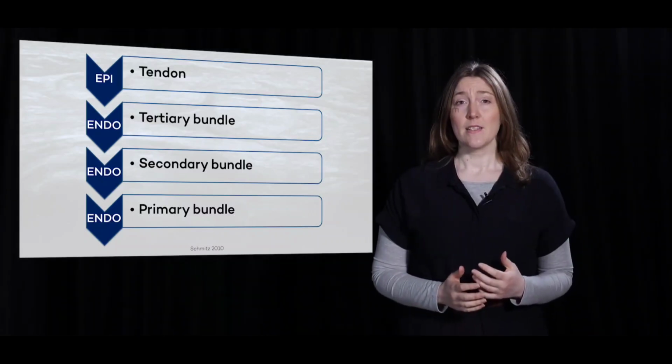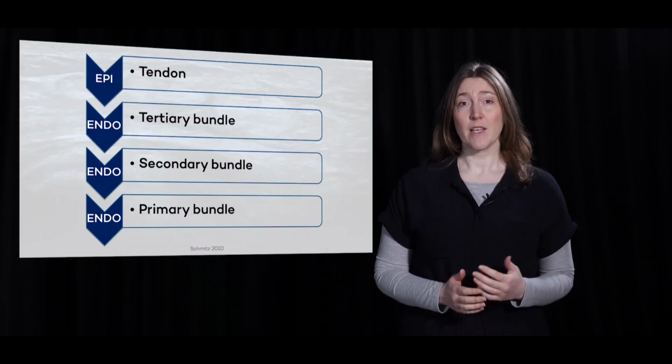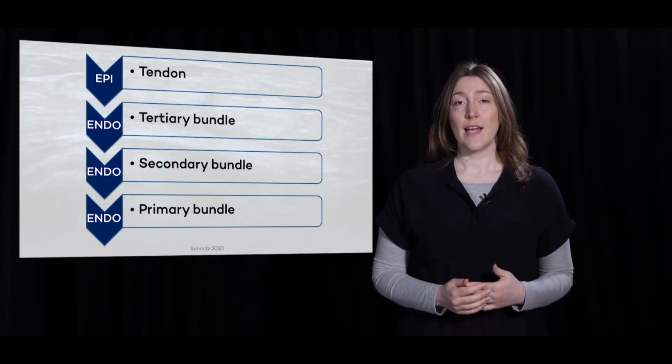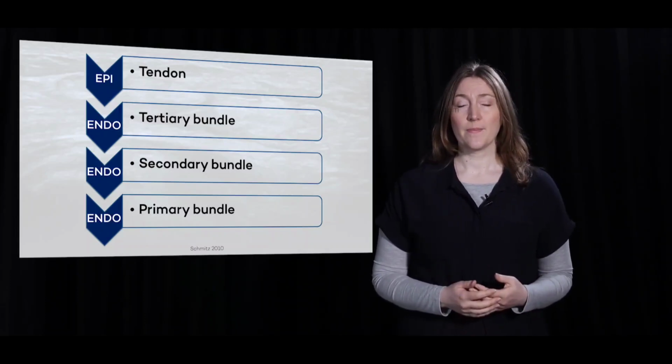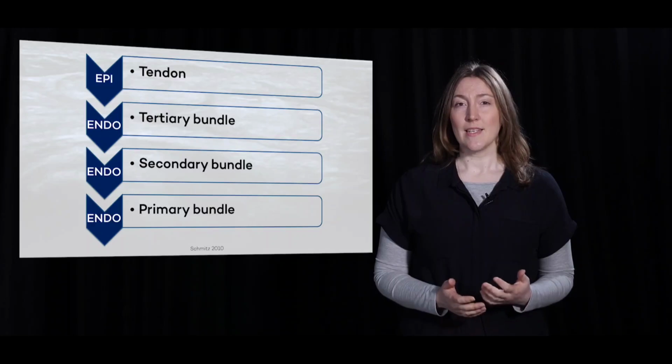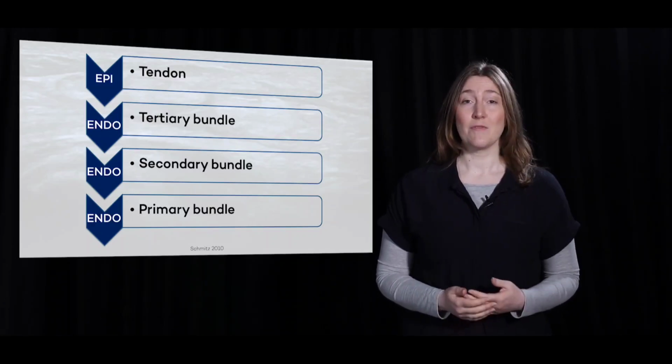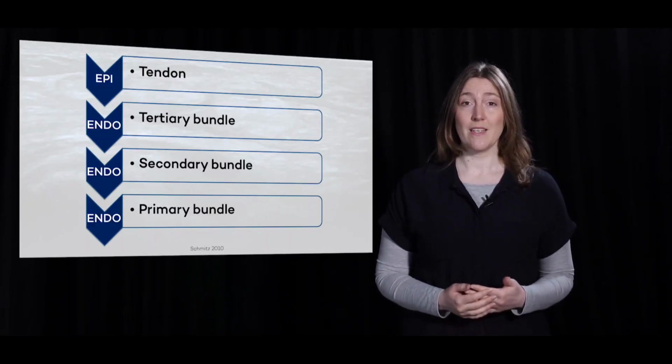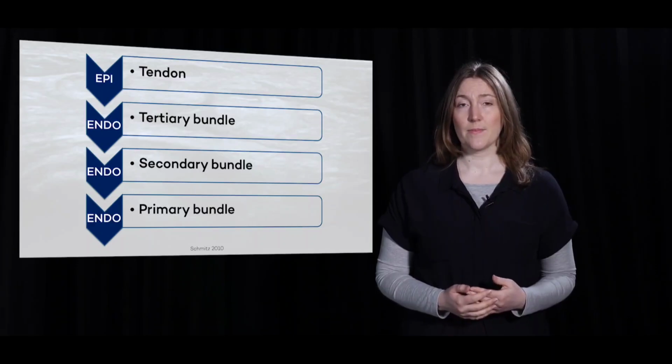The epitenon is a stronger connective tissue covering compared to the endotenon and surrounding the whole tendon. Knowing this tendon anatomy and being able to recognise the different parts is important for tendon pathology recognition.